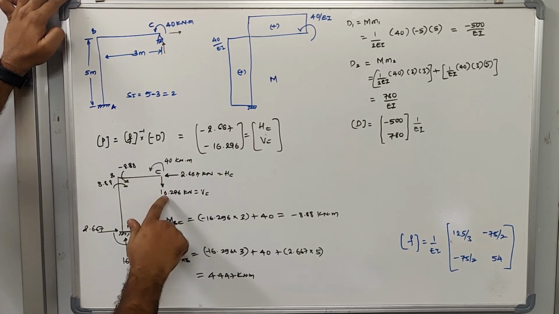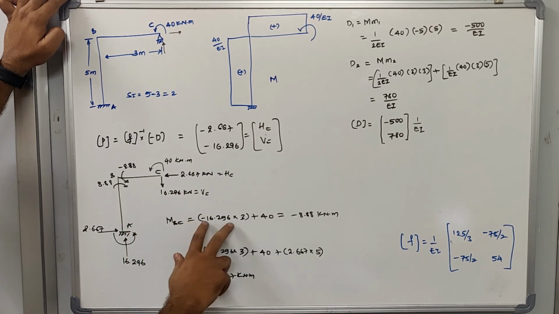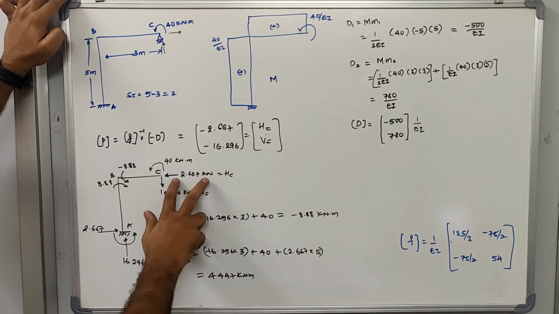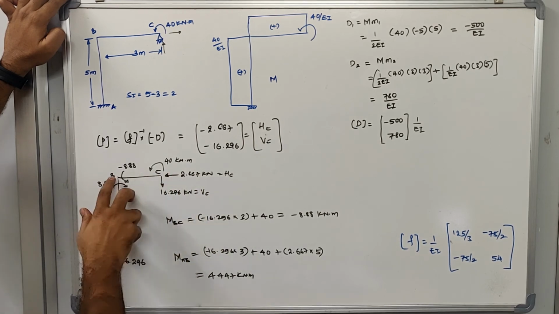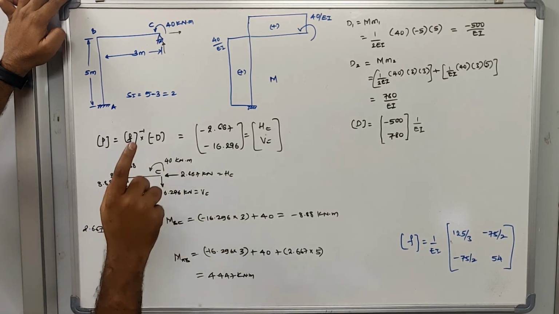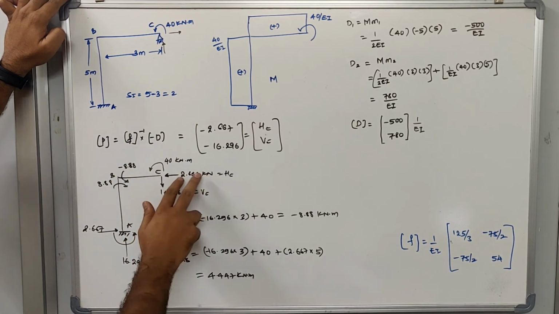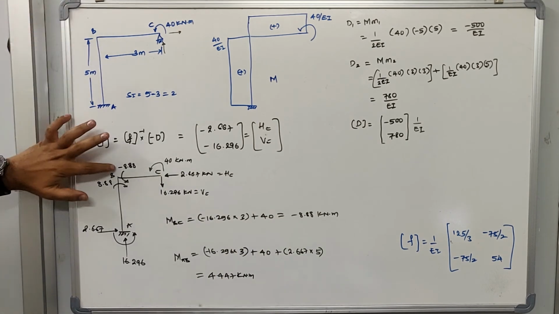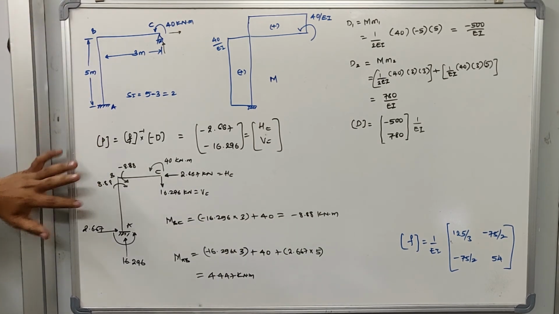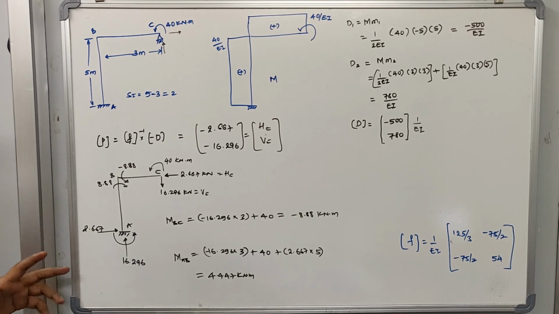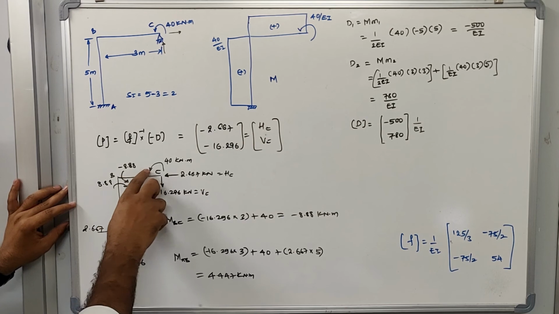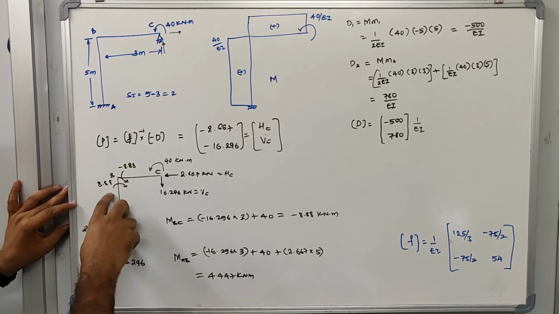So minus 16.296 multiplied by 3 is the negative value, plus 40 kilonewton, which is positive, and I cannot consider this force because at B the distance covered by this force will be equal to 0, right? So anyhow this will get cancelled. After solving, this is the moment I got for MBC. MBC and MBA will be equal but opposite in direction, as we know already. So MBC is equal to minus 8.88 and MBA will be equal to 8.88.